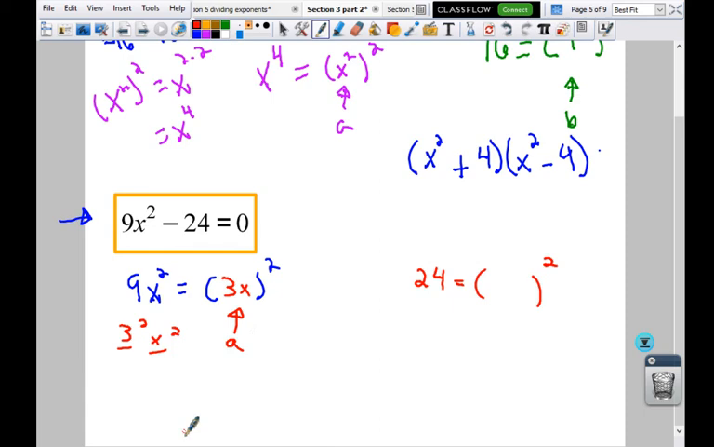Yep. So we also need to find B, which means I need to figure out what I can do to 24 to put something inside parentheses to make it something squared. So take a minute or two, work on that. I'll give you a hint. This one's kind of cheesy.